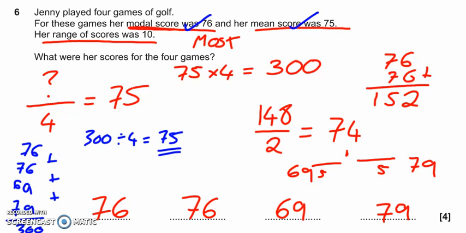Her range of scores was 10, so that's the largest number, take away the smallest number. We've got 79 take away 69, which is equal to 10. So there we have our 4 scores, which are 76, 76, 69, and 79, and it doesn't matter what way we write those down.